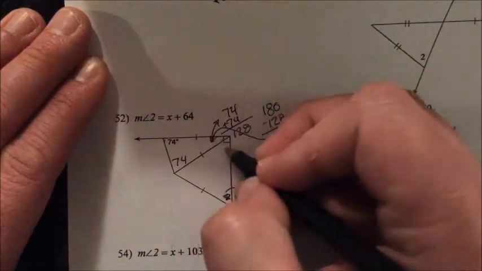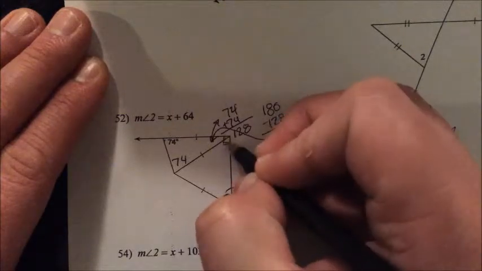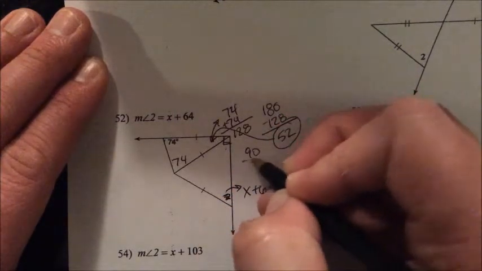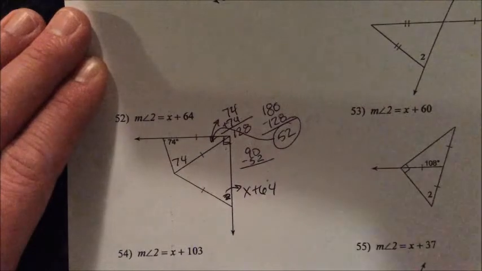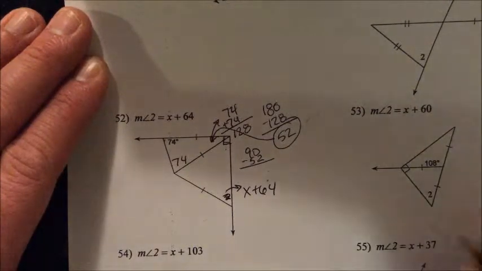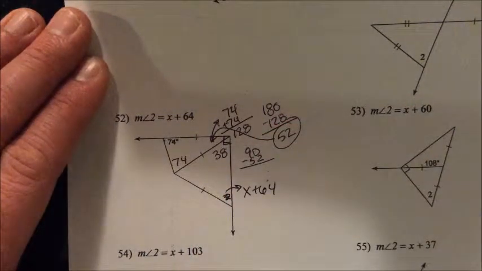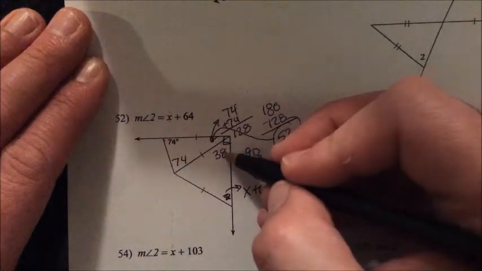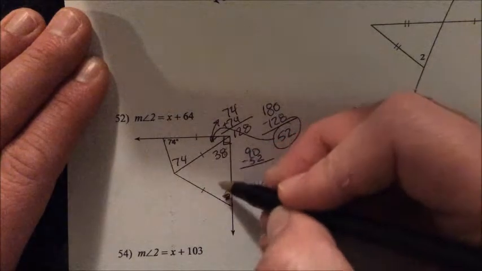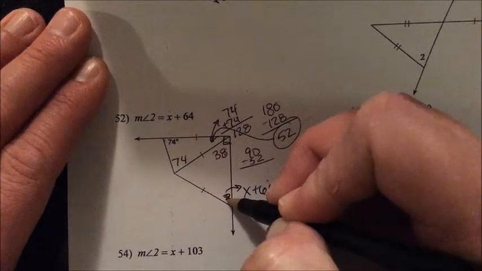If this angle is 52 degrees, that means this angle plus this angle equal 90 because of our marking here. So we go 90, take away 52. This angle right here is 38 degrees. And again, this angle is 38. And this is the other base angle, which is 38.